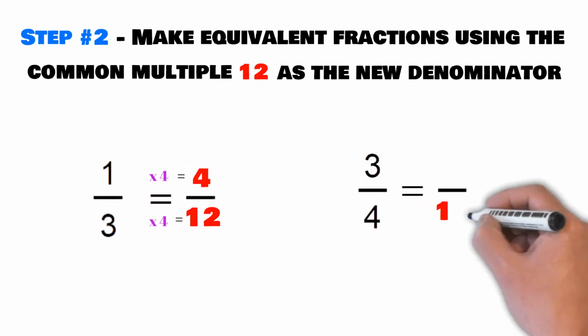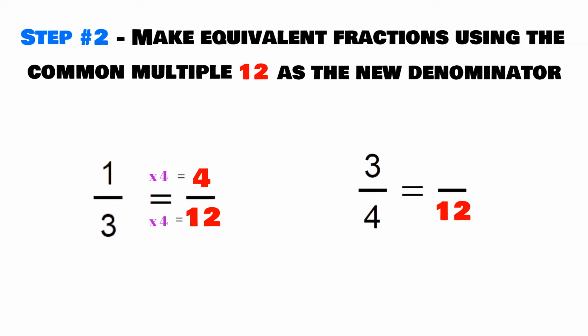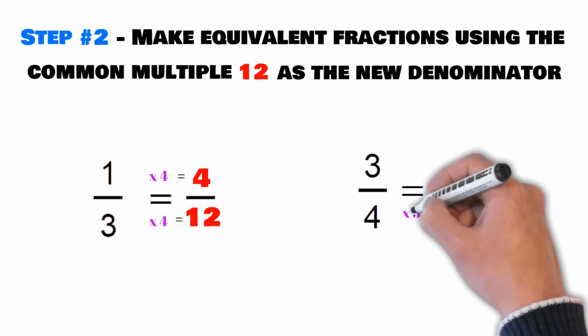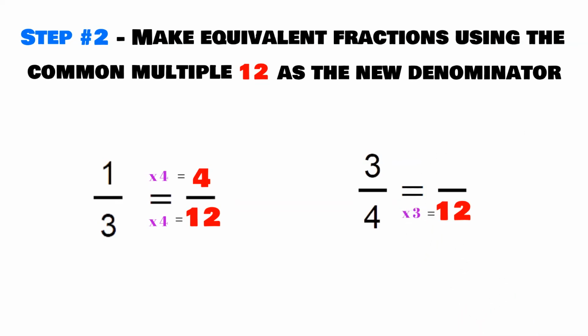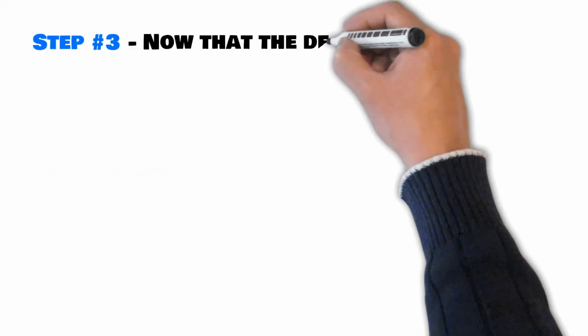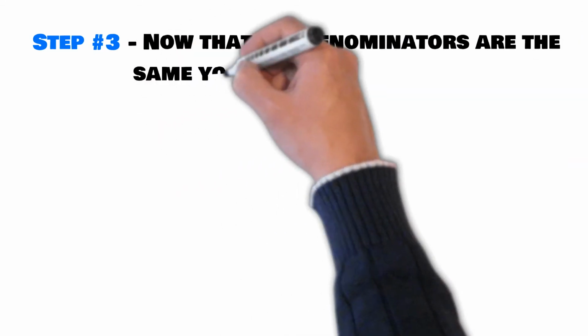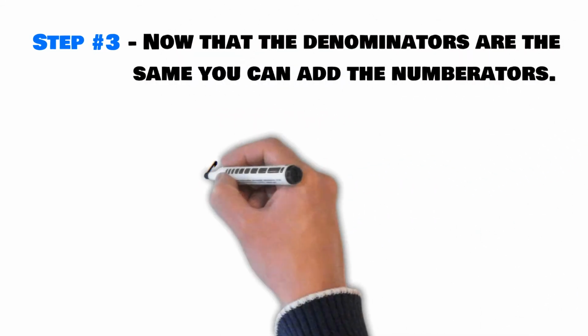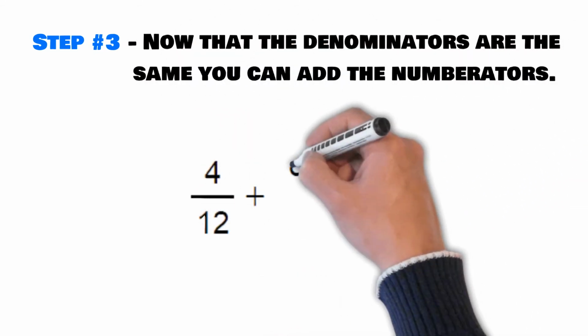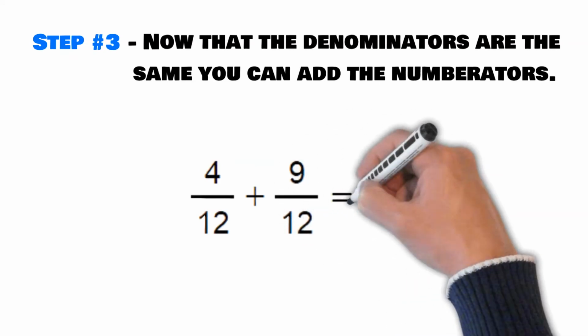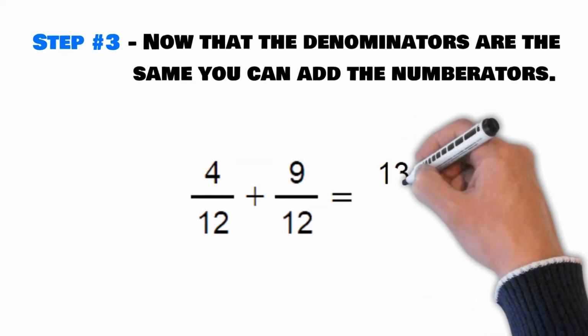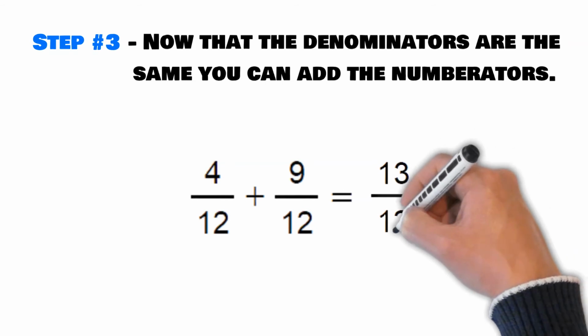Then we do the same to the other. What times 4 equals 12? It's 3. So 4 times 3 equals 12. And now do the same with the numerator. 3 times 3 equals 9. This gives us the new fraction 9/12. Now the denominators are the same and you can add the fractions. 4/12 plus 9/12 equals 13/12. You can keep it as an improper fraction.